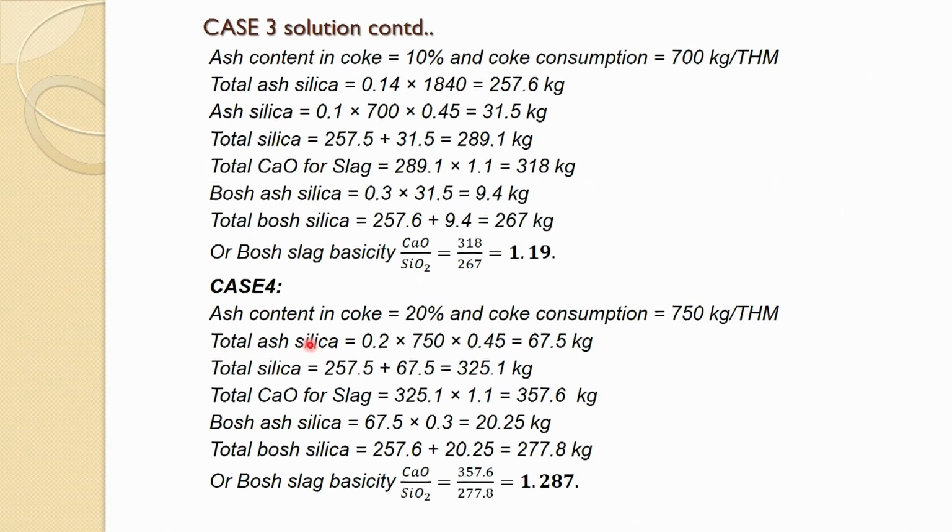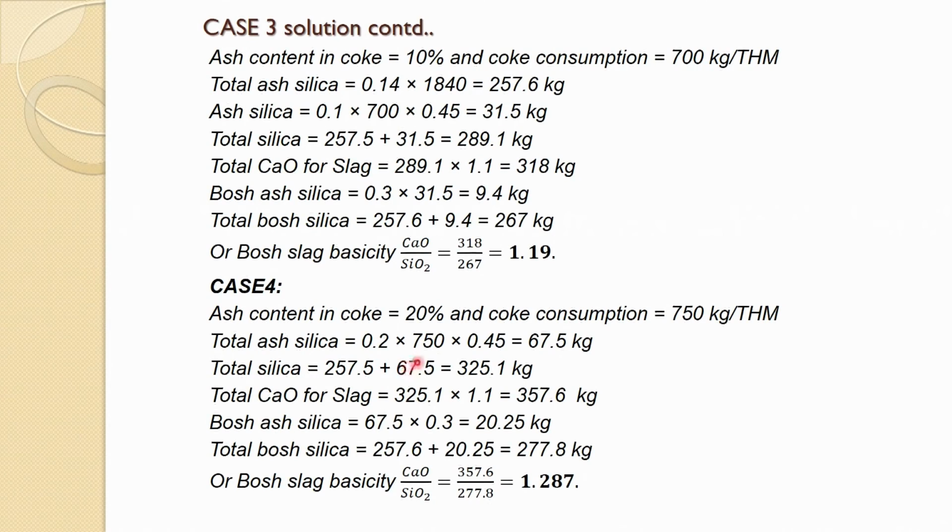So, total silica in the coke S: 0.2 into 750 will give the total S content in the coke, and because it has 45% silica, multiplying this will give you 67.5 kg silica in the coke S. This is not going to increase because this is still the lean ore we are taking, and for lean ore we already got the silica content 257.6, plus 67.5 from the coke S, it gives you 325.1 kg total silica.